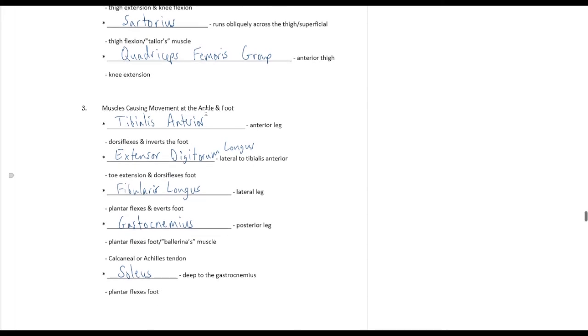Then we have muscles causing movement at the foot and ankle. We have our tibialis anterior leg. It's going to dorsiflex and invert the foot. We have our extensor digitorum longus. It's going to be lateral to tibialis anterior. And it's going to be toe extension and dorsiflex the foot. We have our fibularis longus. It's going to be the lateral leg. It's going to plantar flex and evert the foot, or eversion of the foot.